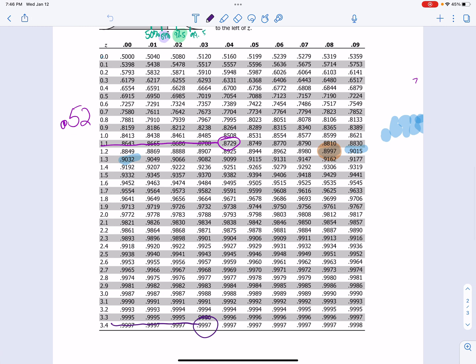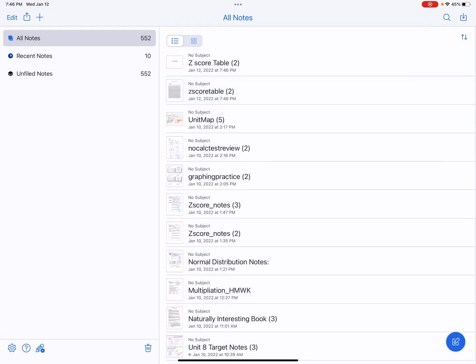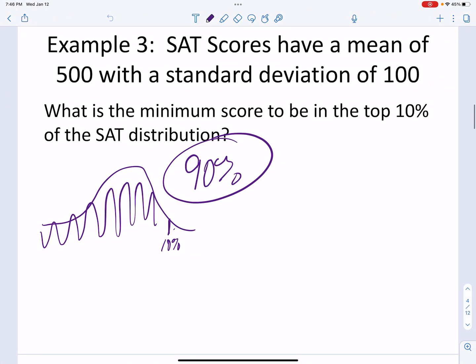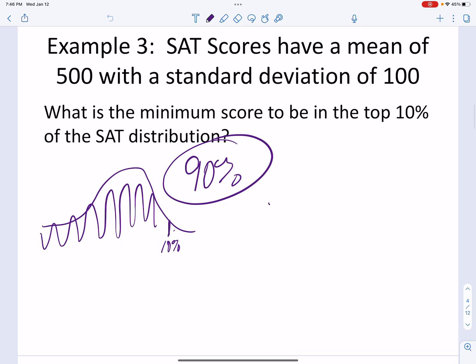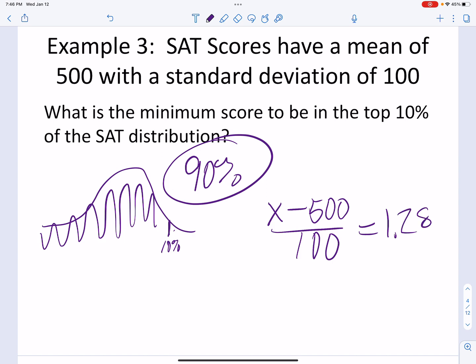So 90%, I believe we did that. It was right here. And that has a z-score of 1.28. Okay, so I know my z-score is 1.28. So I'd have x minus 500, because that's the mean, divided by 100 equals 1.28. So 100 times 1.28, and then I'm going to add 500. And my answer is 628. That's my score.